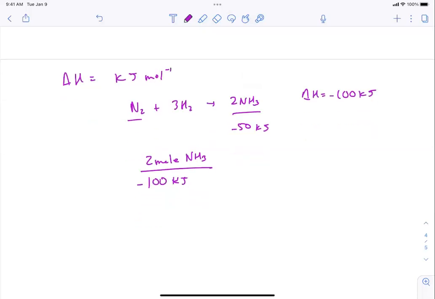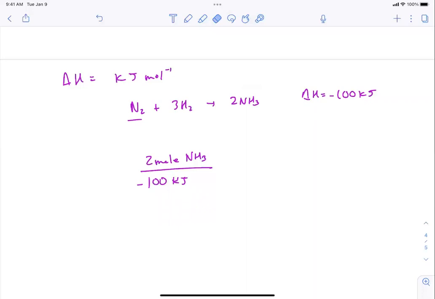What do you mean? Well, what I'm trying to make sure you understand is that this delta H that's listed for this reaction represents the reaction that's given. But what that means is that if I was only making 1 mole of NH3, I would only be producing half that amount of energy, right? Because what they might do is they might do this.